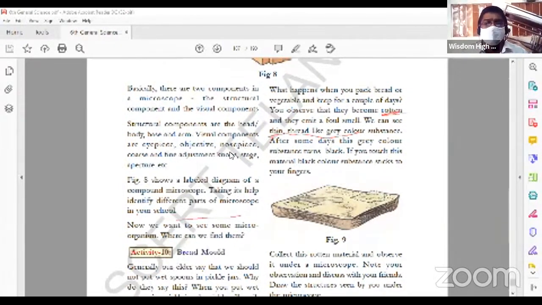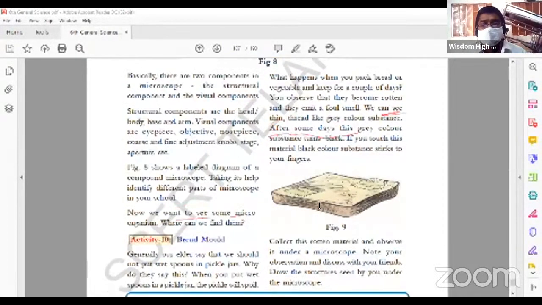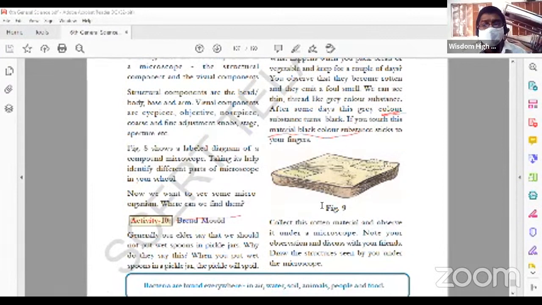So collect this rotten material and observe it under a microscope. Note your observation and discuss with your friends. Draw the structures seen by you under the microscope. See, children, everyone concentrate here.